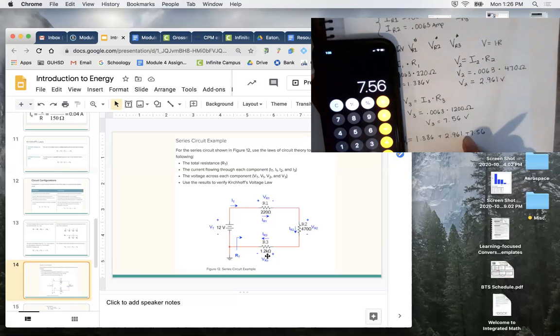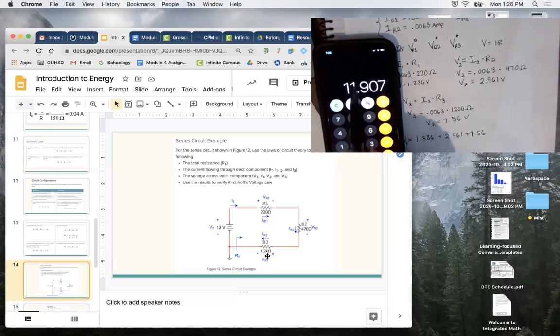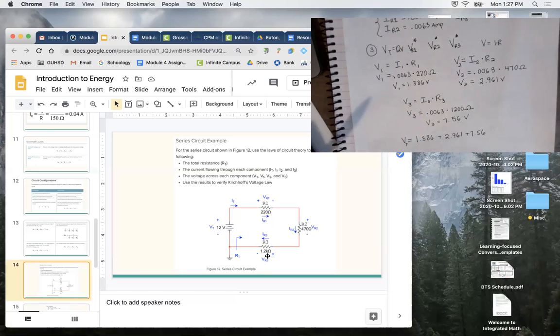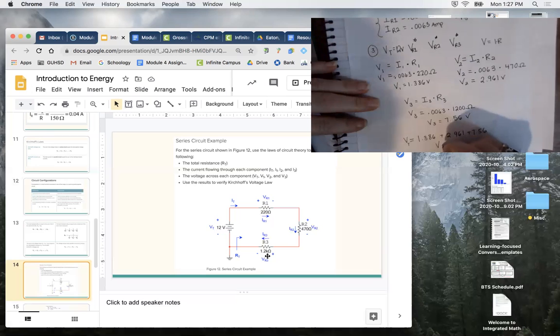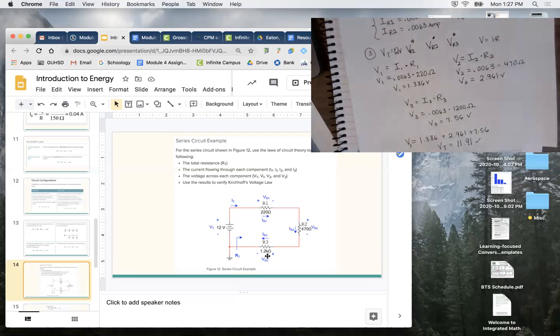So I have the 7.56 plus 2.961 plus 1.386, and I should be at about 12, and I am. This would be a rounding issue. So as long as I'm very close, it's probably just a rounding. And I got 11.91, which would be close enough to that 12 volts.